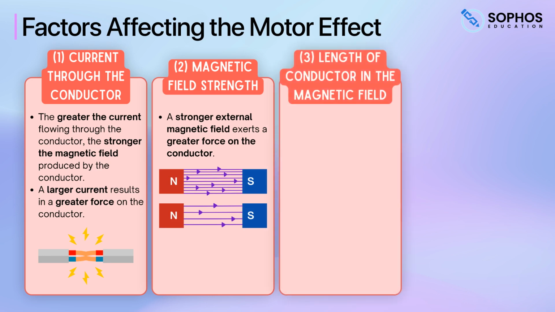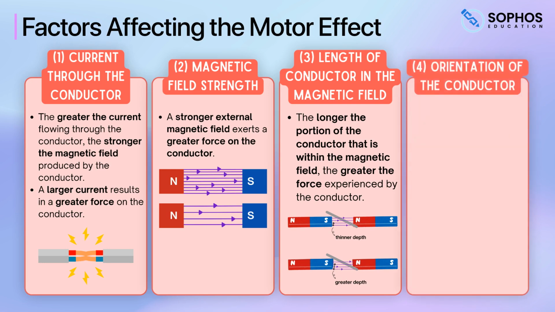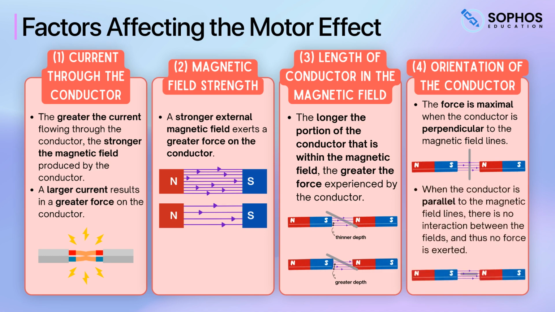Third, the length of the conductor within the external magnetic field is another determining factor. The longer the portion of the conductor that is within the magnetic field, the greater the force experienced by the conductor. Finally, the relative orientation between the conductor and the magnetic field also plays a vital role. The force is maximal when the conductor is perpendicular to the magnetic field lines, ensuring optimal interaction. In contrast, when the conductor is parallel to the magnetic field lines, there is no interaction between the fields, and thus no force is exerted.